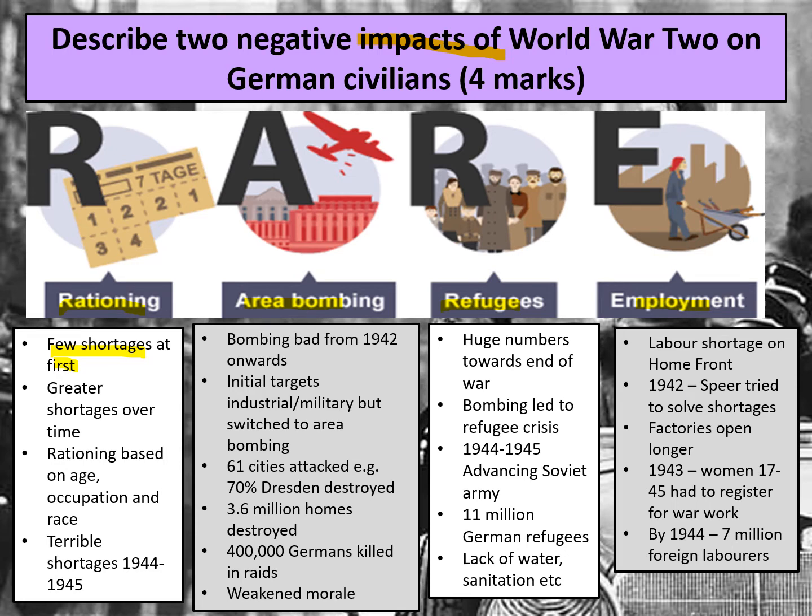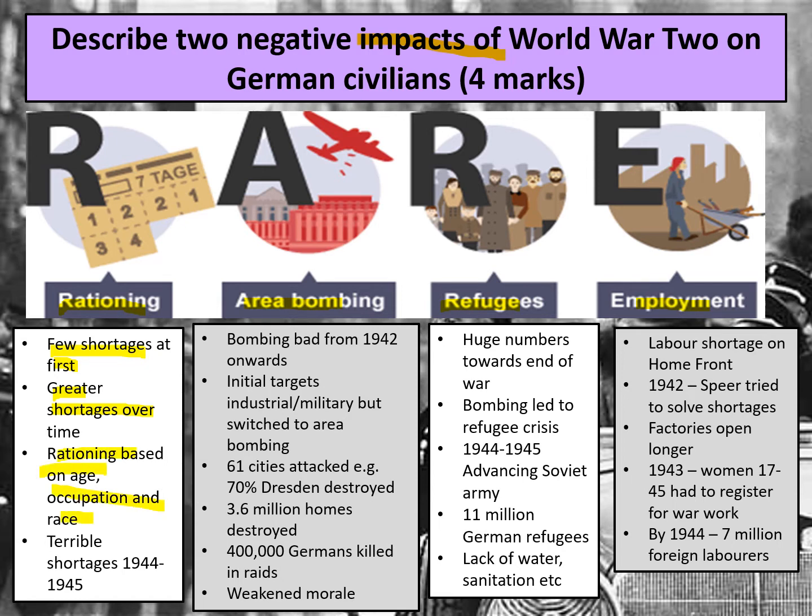and other goods from these nations that they defeated, places like Belgium, Holland, and France. However, over time, there started to be more shortages, especially of things like soap and also clothes as well. So they ended up introducing a more strict system of rationing, and how many rations you got depended on your age, your occupation and your race.